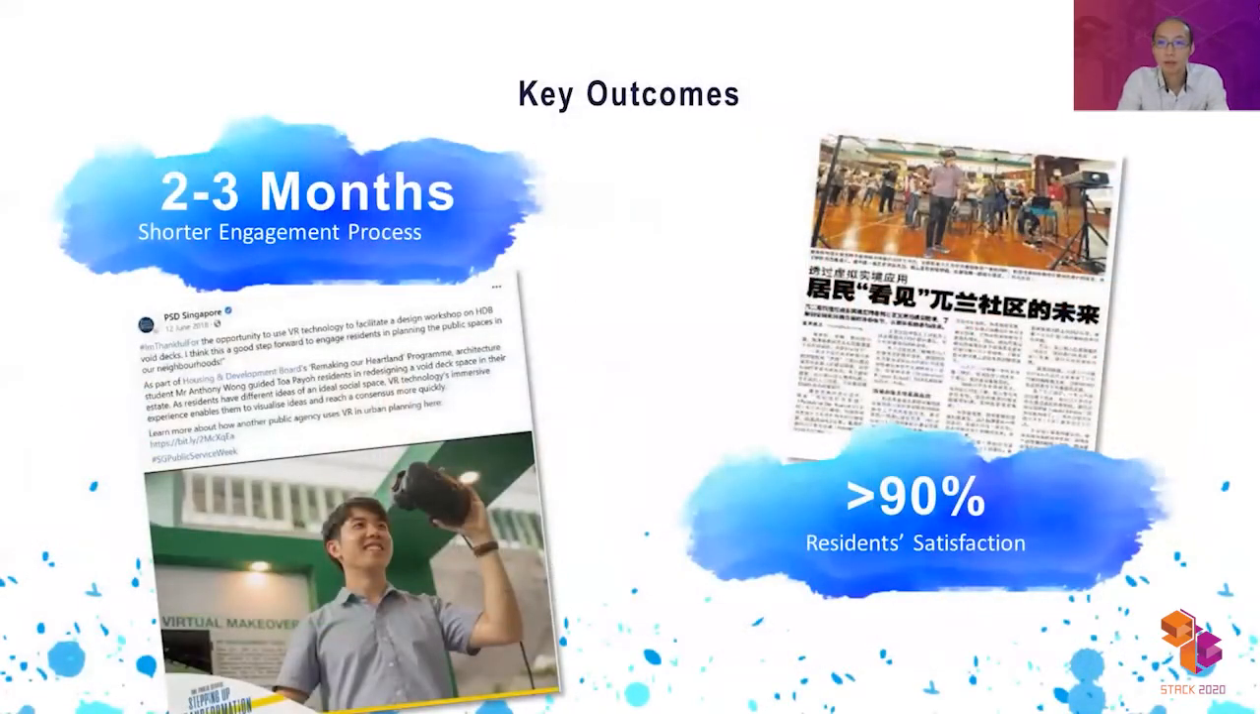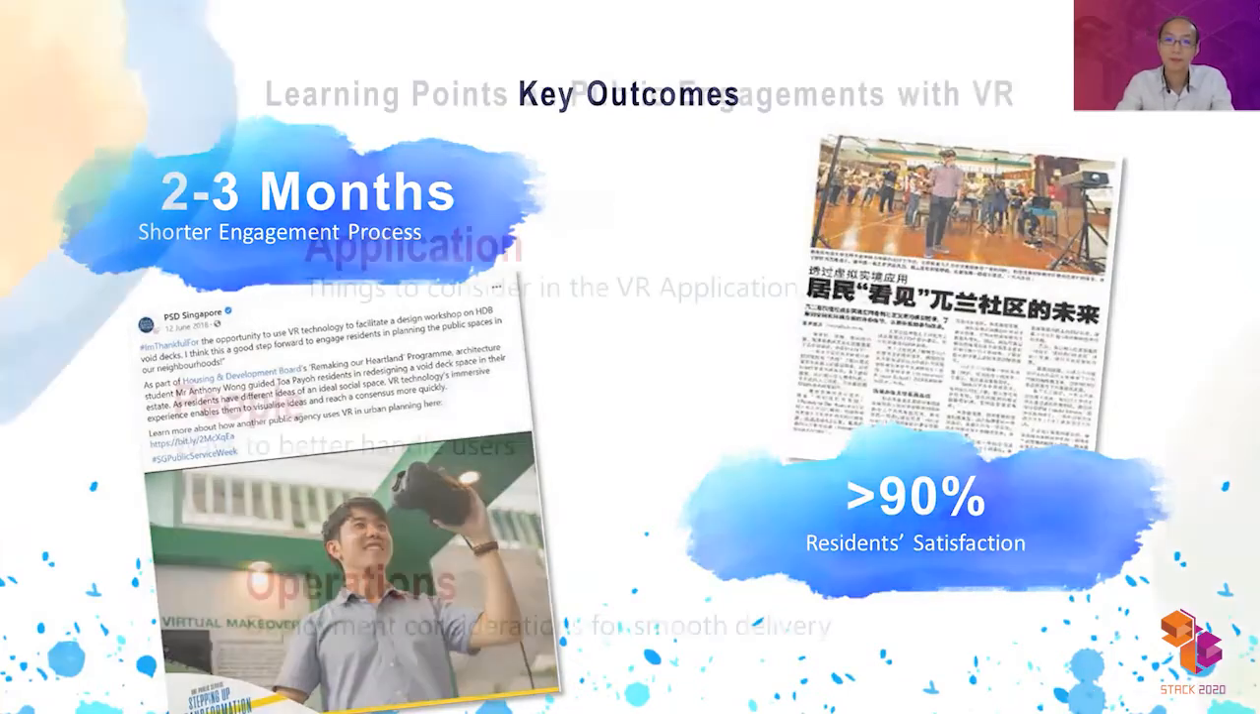So some of the key outcomes from this initiative are that we get about 2 to 3 months of shorter engagement process, which is about half the typical time it takes for engagement. And more importantly, the residents seem to think that this tool has helped them to understand the design concepts much better and to meet their expectations much better. And overall, it's a much more enjoyable process for them as well. So this is really a win-win situation for both HDB as well as the residents.